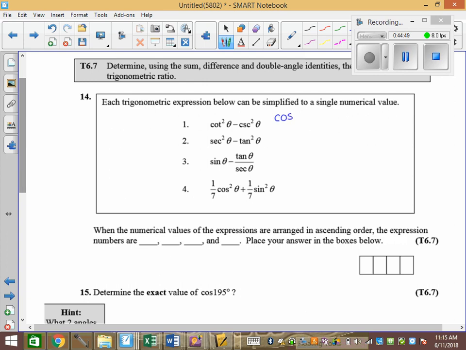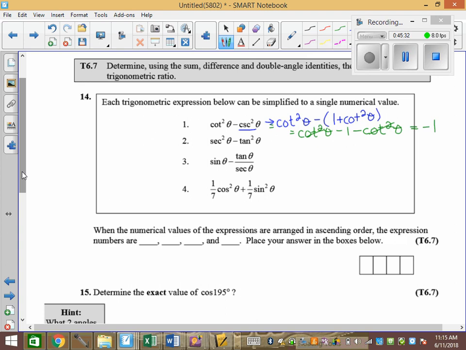Cotan squared and cosecant are besties. So I'm going to substitute. Cosecant squared is 1 plus cotan squared. So I'm going to go cotan squared theta minus, and what is it? 1 plus cotan squared. You have to remember to put it in brackets because it's two terms, right? So the subtraction sign has to go through. So you're going to get cotan squared theta minus 1 minus cotan squared theta. So these cancel and your answer is -1.